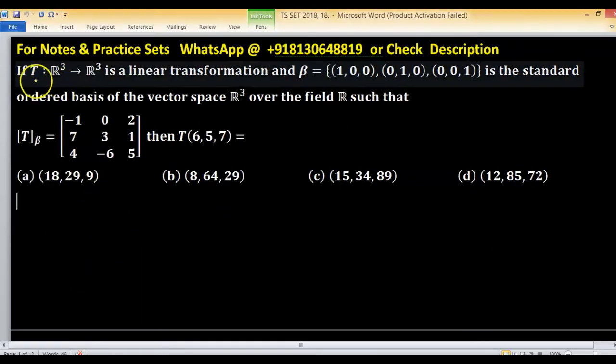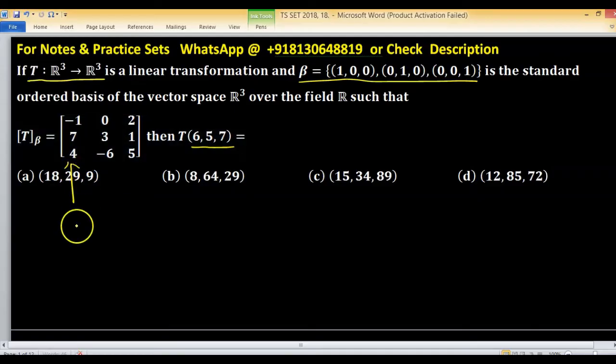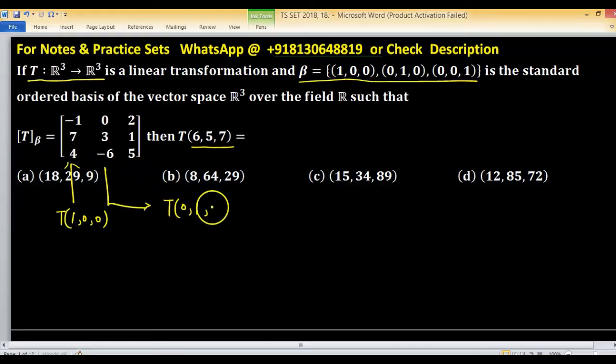In this given problem, we have a linear transformation from R cube to R cube, and the standard ordered basis is 1 0 0, 0 1 0 and 0 0 1. We have the matrix representation of this linear transformation, and we have to find the image of 6 5 7. In the matrix representation, the first column represents T of 1 0 0, the second column represents T of 0 1 0, and the third column represents T of 0 0 1, which means we have the output for the basis elements.